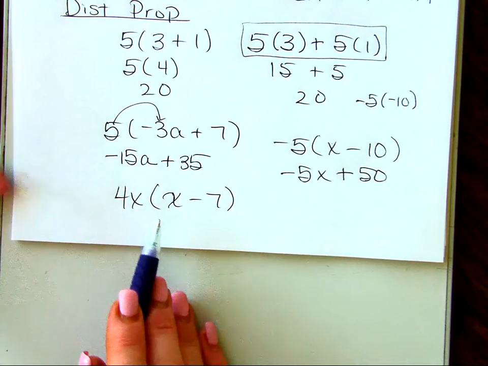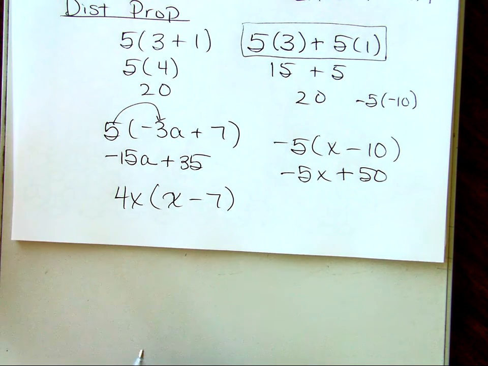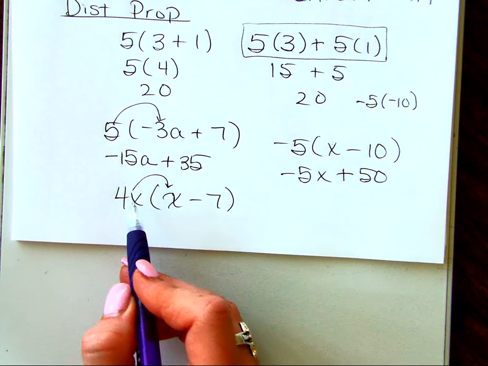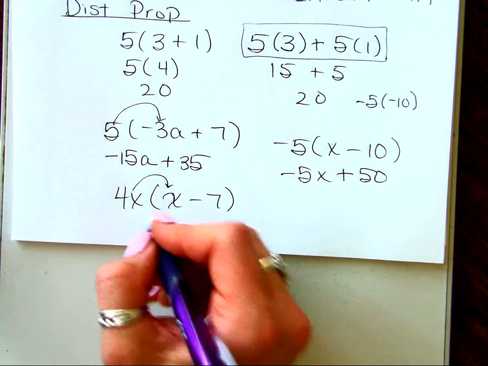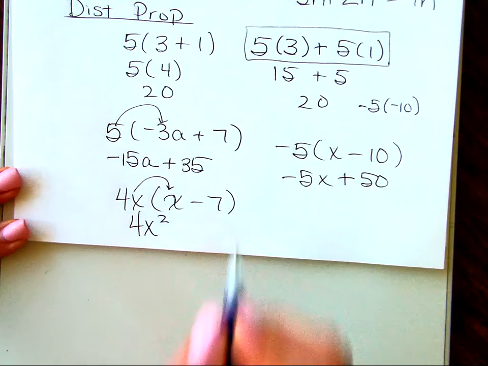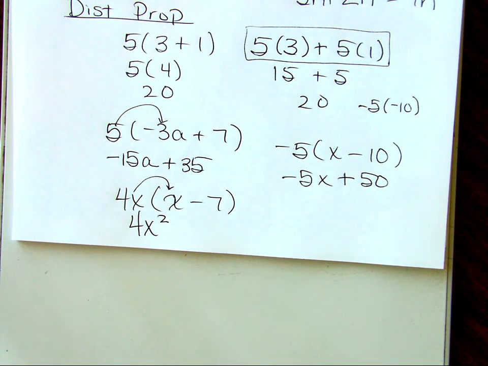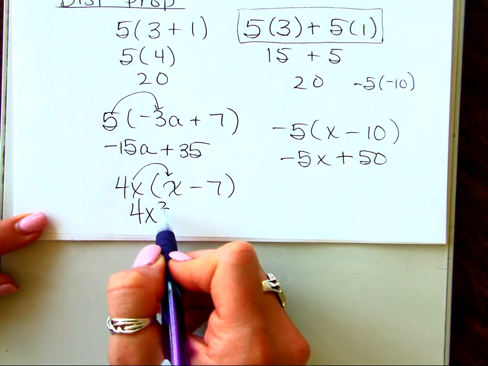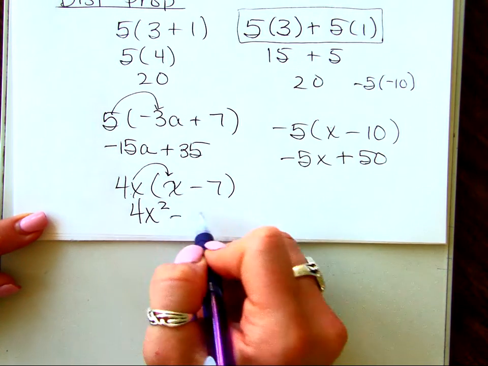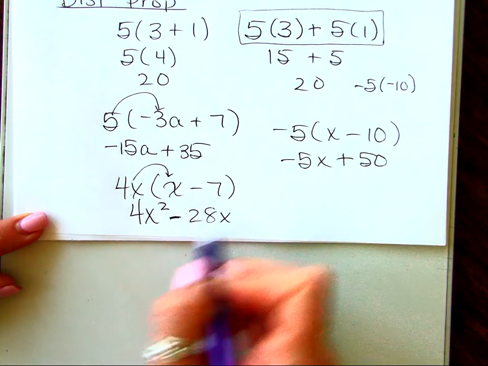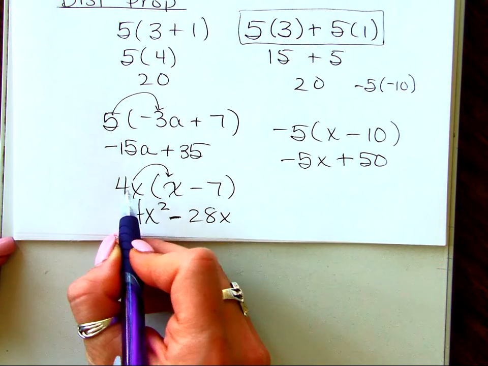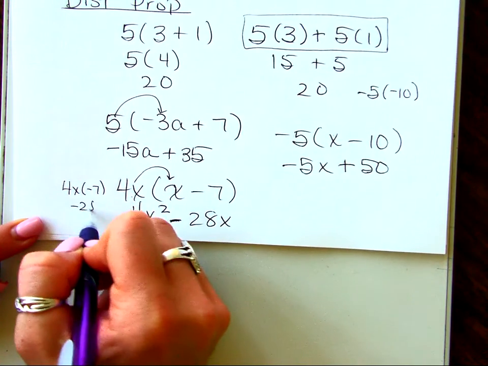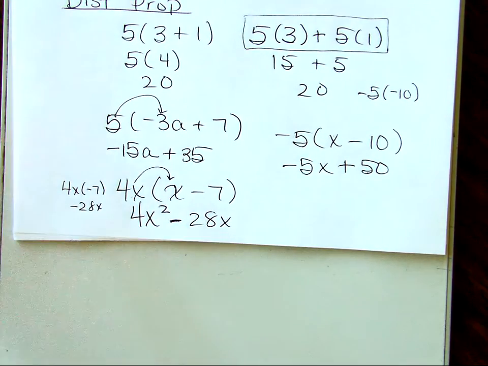N times n, however, is going to be n squared, which means when you are distributing a variable, x times x is going to be x squared. I want you to look out for that on the practice today, okay? So this times this is x squared, not x, and this times that is your negative 28x. Do you see why I put a minus there? Because that positive 4 times that negative 7 is a negative 28x, and that's why I put that minus.